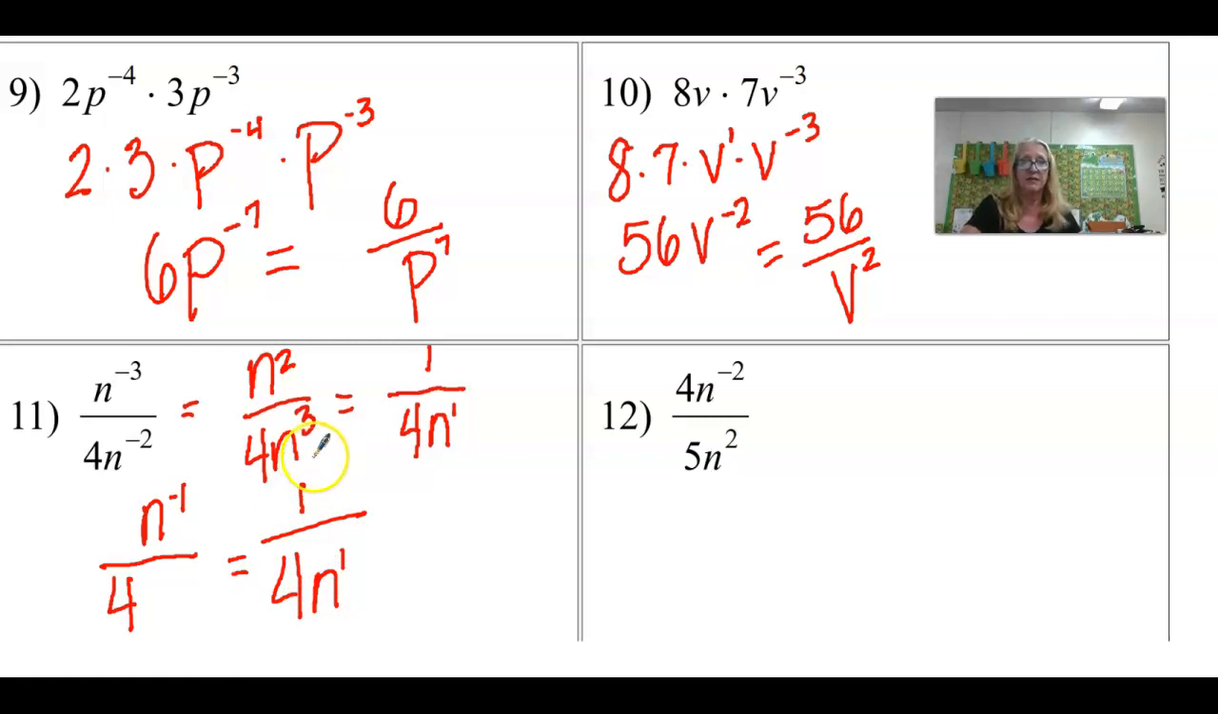Are we having fun yet? We're having fun. All right, number 12. And this is my last example. I'm not going to keep doing these.